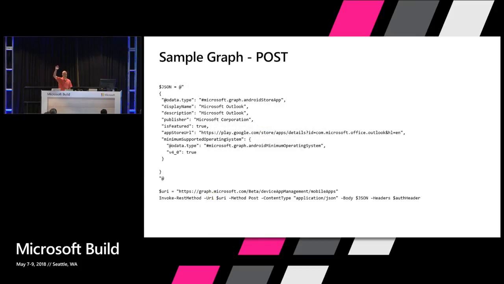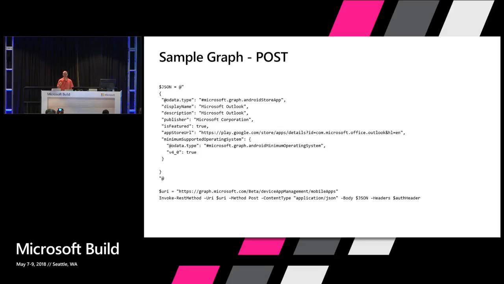Everybody familiar with JSON? All right. So, a good example of basic JSON text that's used in the context of a PowerShell script, where I'm defining some information about an Android store app. In this case, it's Microsoft Outlook, and there are some associated properties with this particular application.